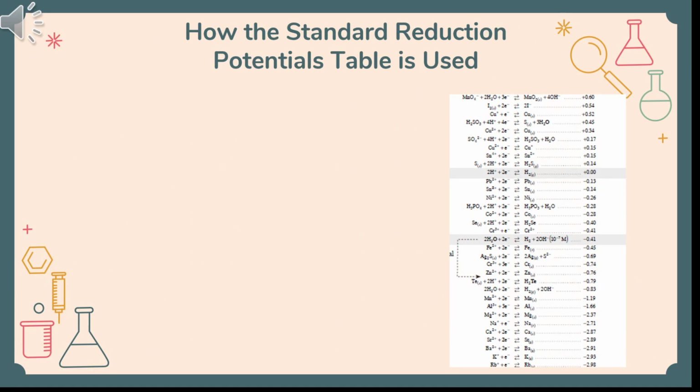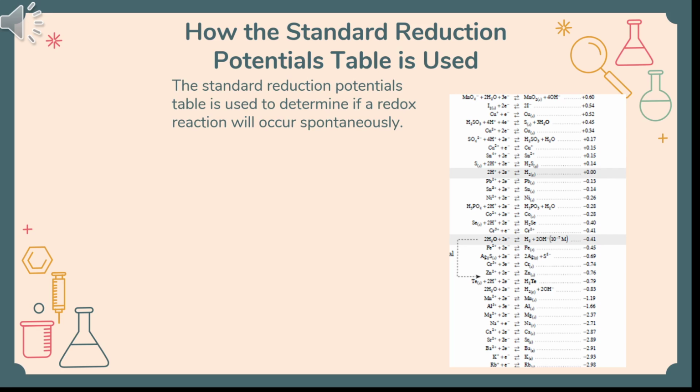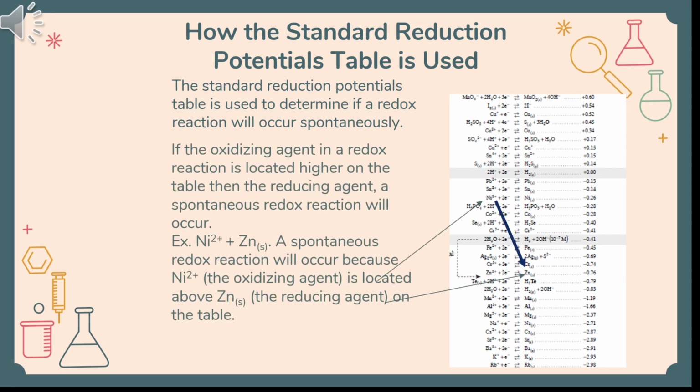Now I will go over a few ways that the standard reduction potentials table is used. The standard reduction potentials table is used to determine if a redox reaction will occur spontaneously. If the oxidizing agent in a redox reaction is located higher on the table than the reducing agent, a spontaneous reaction will occur. Take Ni2+ and Zn solid, for example. A spontaneous reaction will occur because Ni2+, the oxidizing agent, is located above Zn solid, the reducing agent on the table.